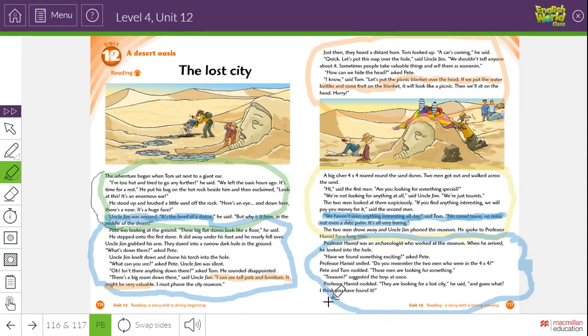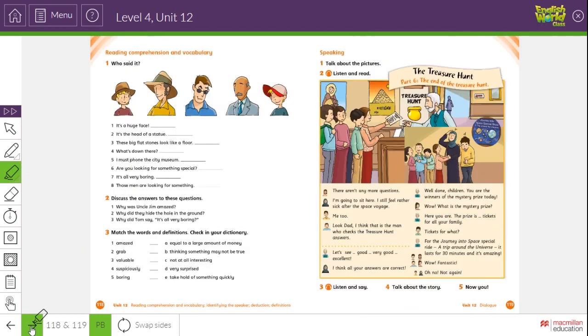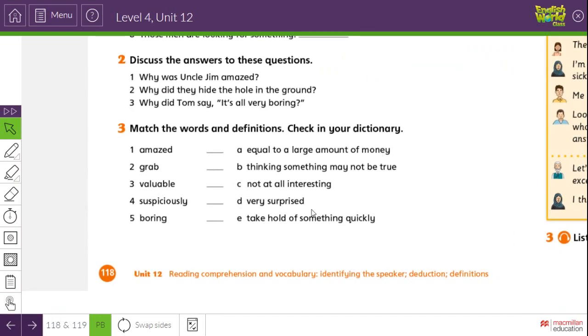Wonderful. So, what's the answer? Yeah, he said they're looking for a lost city. Great. Now, I want all of you to open page 118. And by the way, you're going to take exercise number 3 as your homework. Okay, so what should we do now? We want to match the words and definitions like what we did with the game.